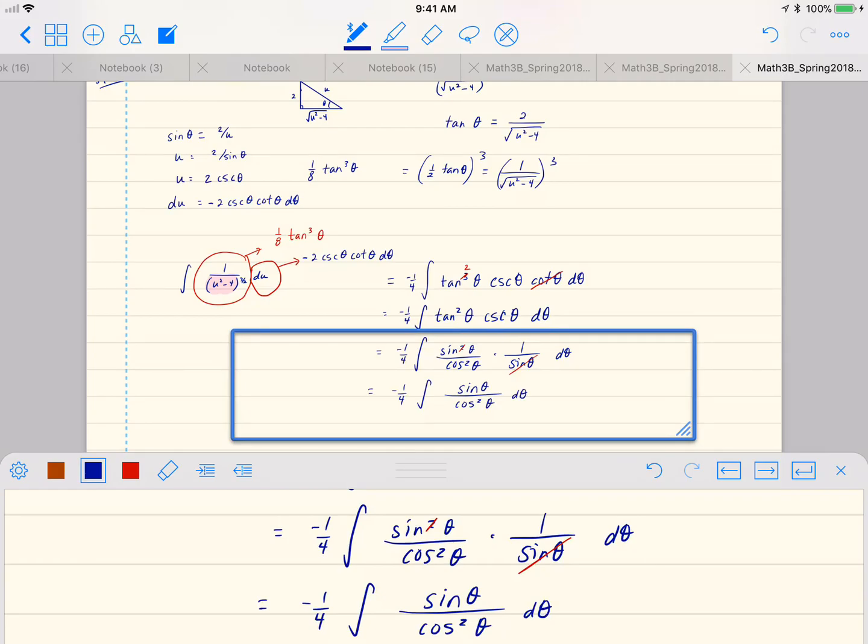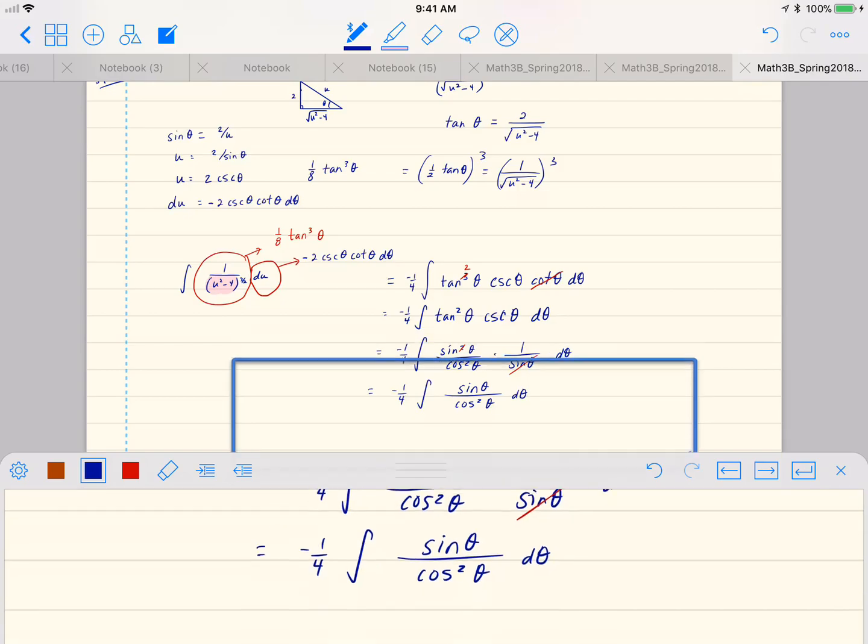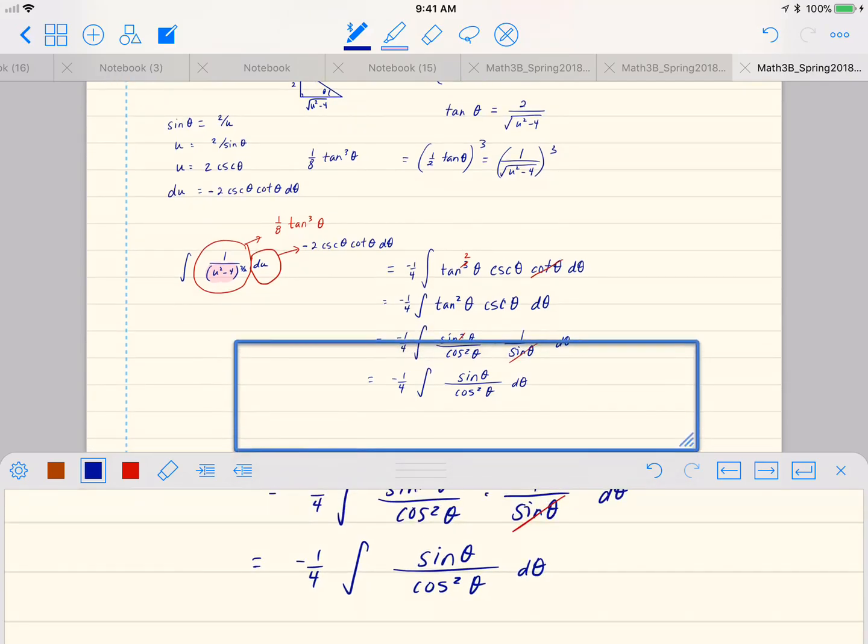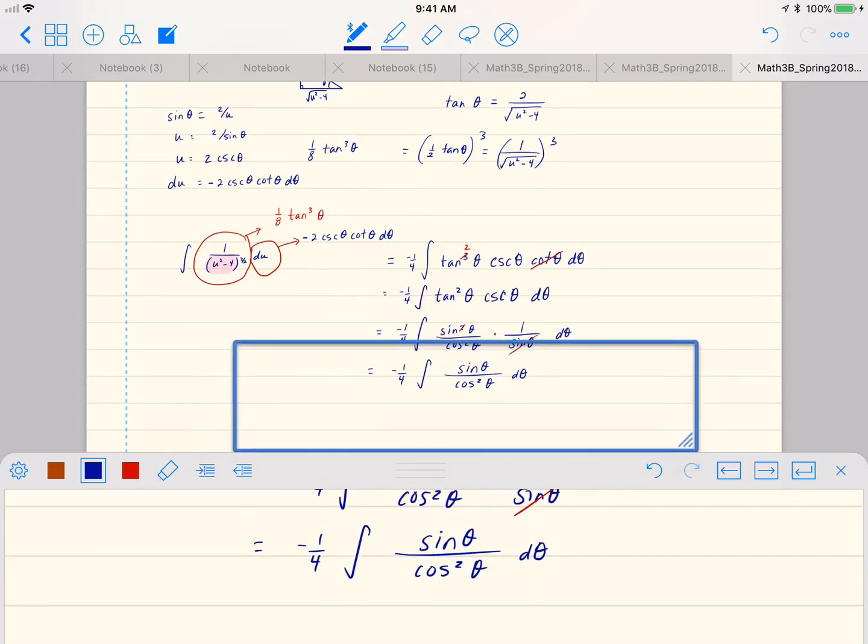Now, I'm not even going to bother to turn this into something involving, like I could say tangent, what is it? Sine over cosine would be tangent, and then 1 over cosine, tangent secant. I could do that. Tangent secant. Whose derivative is secant tan? Secant. Right, the derivative of secant is secant tan. So maybe, what I was going to do is a U-substitution. Let U equal cosine of theta, and then du equals negative sine theta d theta. Right? That's what I was going to do.